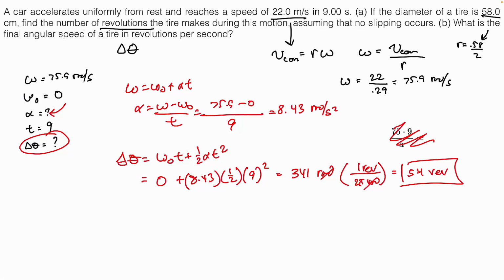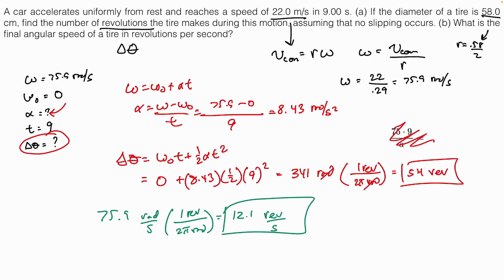Well, we found the final 75.9 radians per second. So how do I get this into revolutions per second? 2 pi radians on the bottom and 1 revolution on the top. And that should get us 12.1 revolutions per second. All right. I think, yeah.